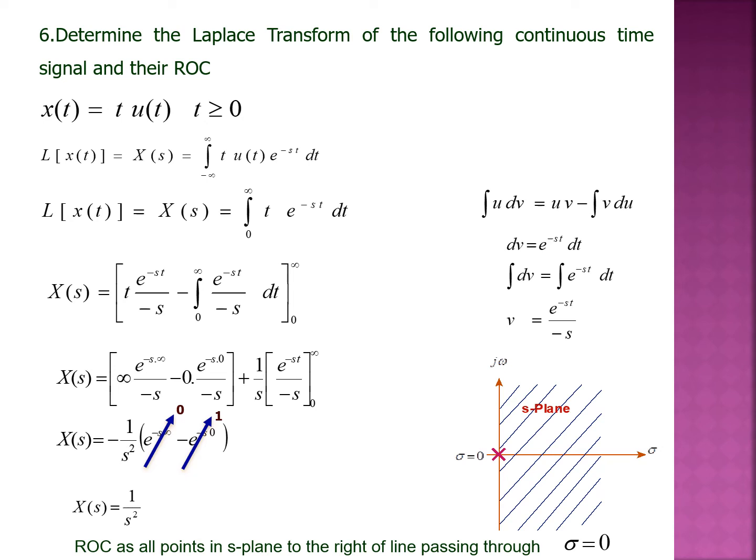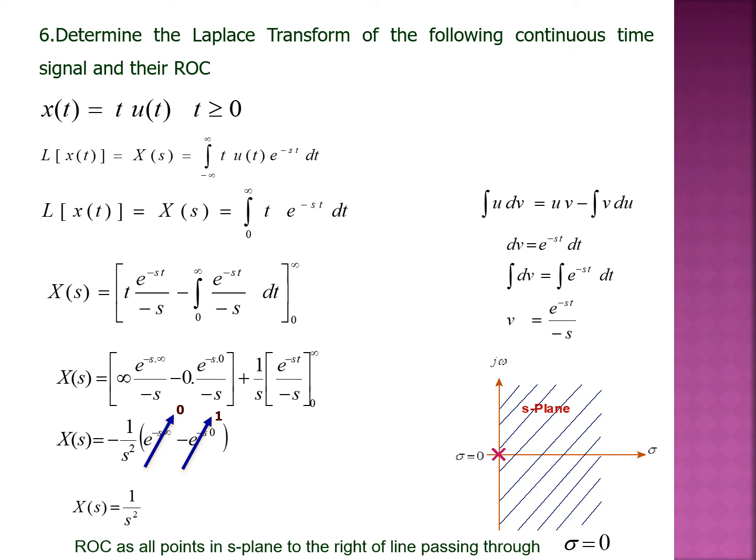So when I apply t to be infinity, e power minus infinity is going to be 0. So this term will become 0. Second term, anything multiplied by 0 is going to be 0. So this term vanishes. First term vanishes. What is the second term I have? 1 by s into e power minus st by minus s. Right? Now once again apply the limits. It will be e power minus infinity minus e power 0, which means that e power minus infinity is 0 and e power 0 is going to be 1. Right? So what will I have? Minus and minus will become plus. I have 1 by s square.